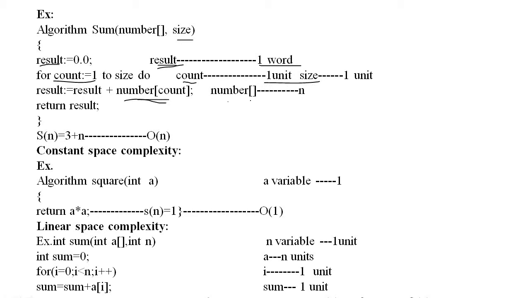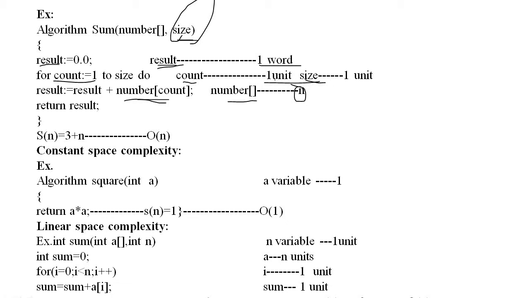Number array. Its size depends upon the size value. So that we don't know, that I am considering as n. And size value is also fixed. At the time of giving input, I will give one particular number for the size. It may be 2, 3, or 10, 11, 20, like that. But size is fixed, 1 unit. So here the fixed components are result, count, size.